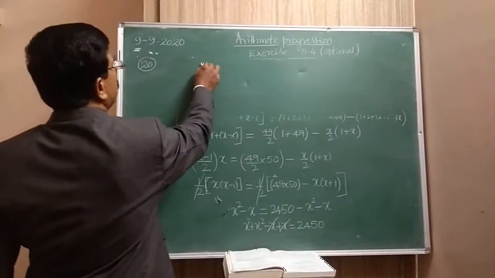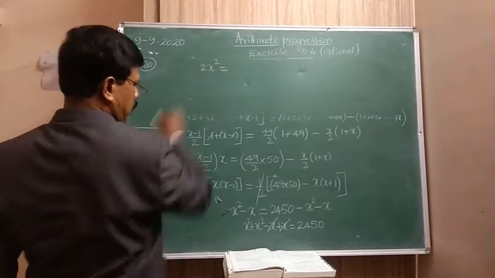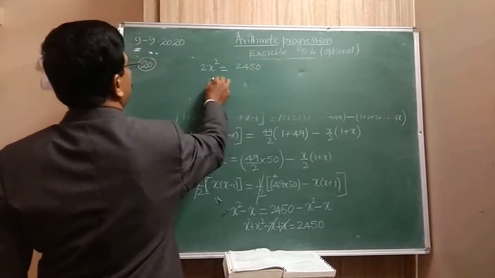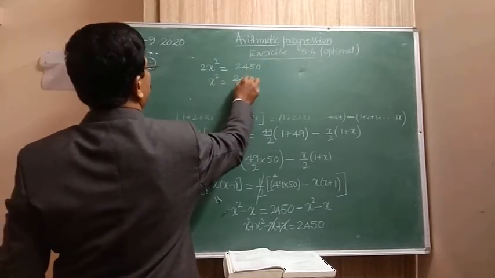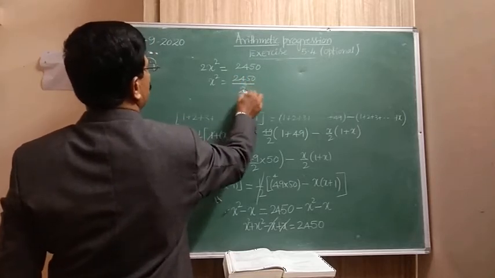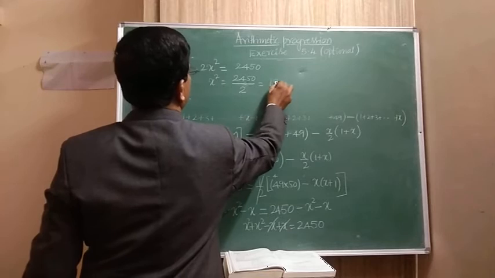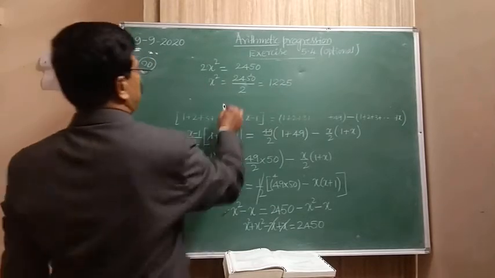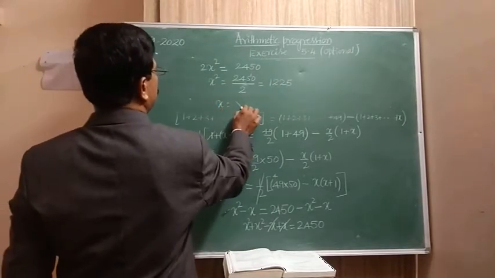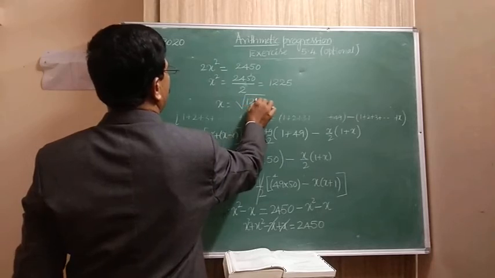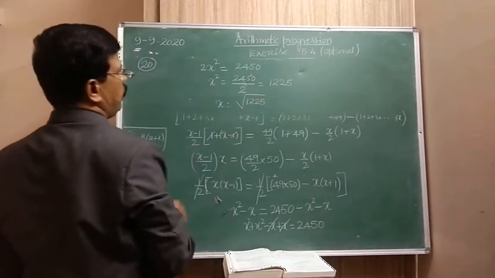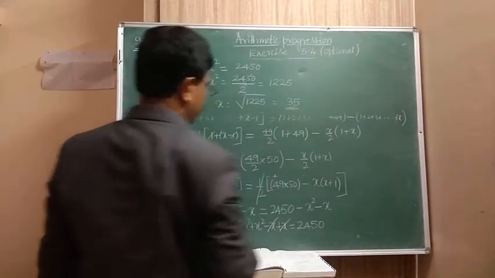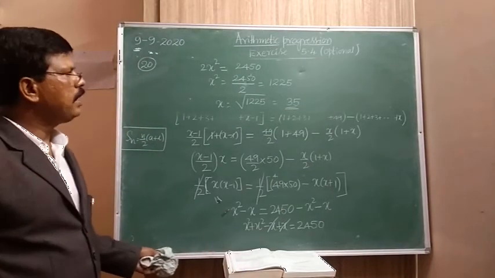Now, what is this? 2x square is equal to 2450. Now x square is equal to 2450 by 2, and dividing, 2 1s are 2, 2 2s are 4, 1 2 5s are this one. Then x is equal to square root of 1225. Now this is what? 35. So what is the value of x? x is equal to 35. Clear?